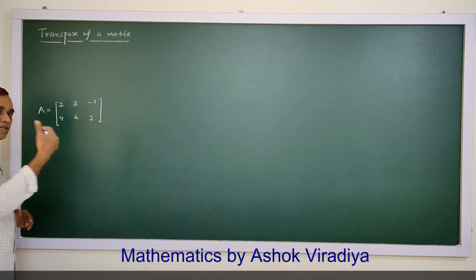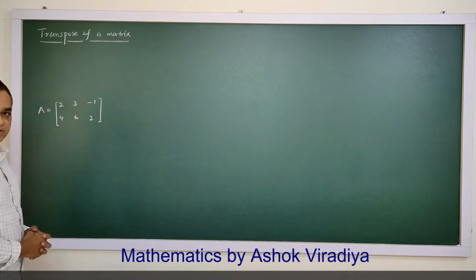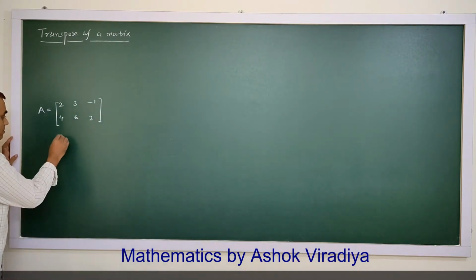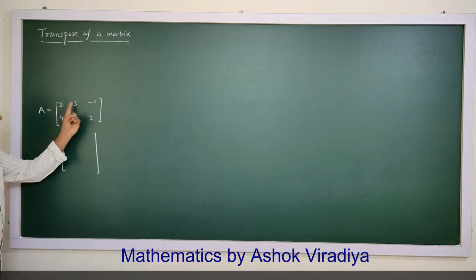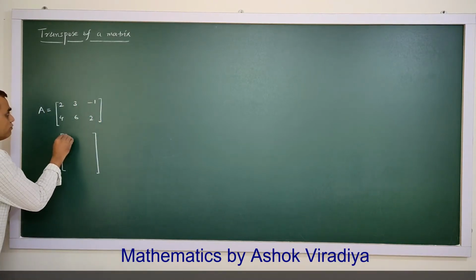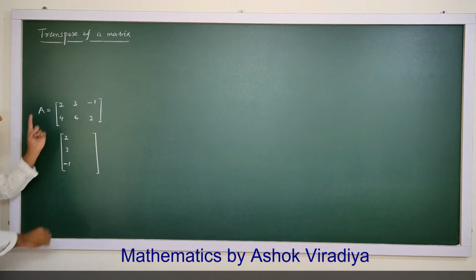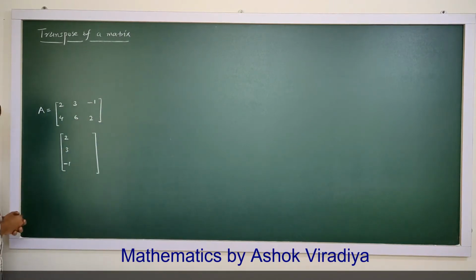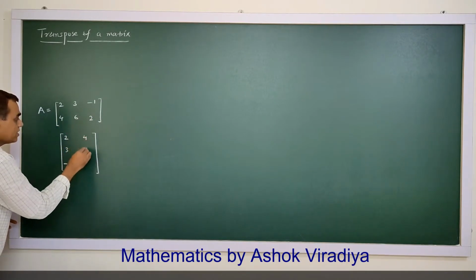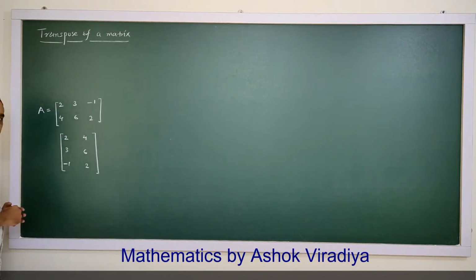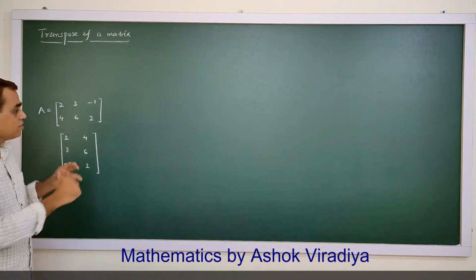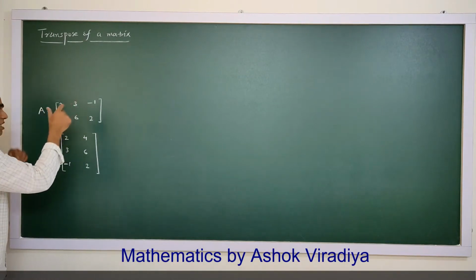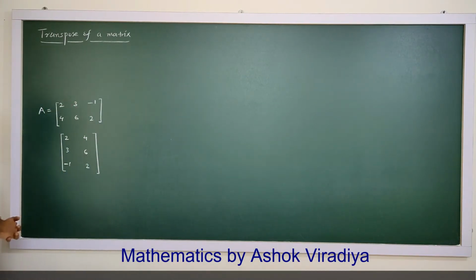Now, I create a new matrix from this given matrix in this way. First row I convert into first column. Second row is second column. If there is a third row, I convert it into third column. So all the rows are converted into corresponding columns.